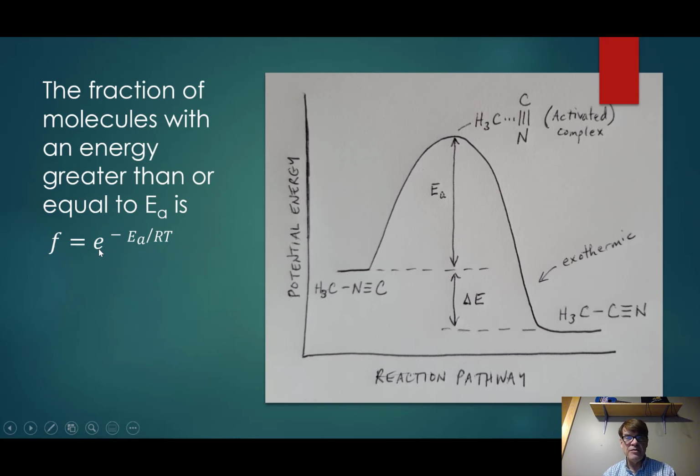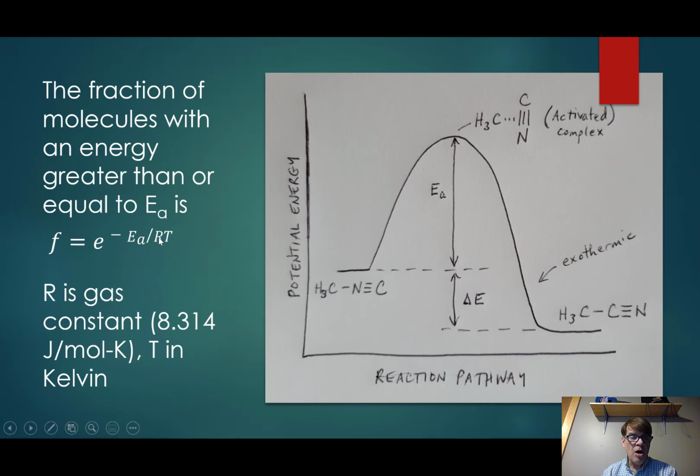E, which we mentioned in a previous video, is a constant. It is 2.718281828 and on to infinity. It's an irrational number. It never stops, but it is a constant of nature. God likes this number, and it's the natural log constant. Anyway, e to the negative EA, that's the activation energy.